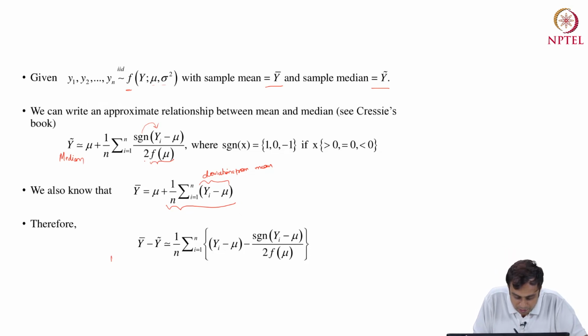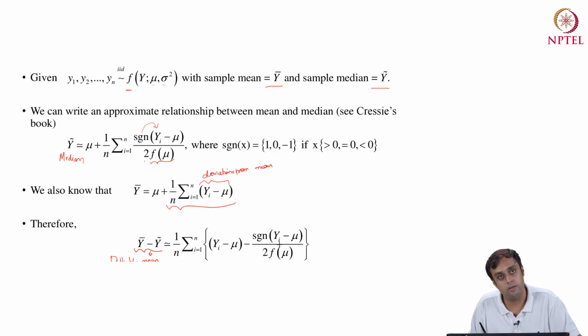Then we take a difference between mean and median, right? That's what we are after anyway, mean minus median. So this is the difference between mean and median, and we can write it approximately as 1 over n summation i equals 1 to n of the deviation from the mean minus the sign of the deviation from the mean, normalized by the frequency of the population mean itself. Okay, this provides us a measurable metric of y bar minus y tilde.